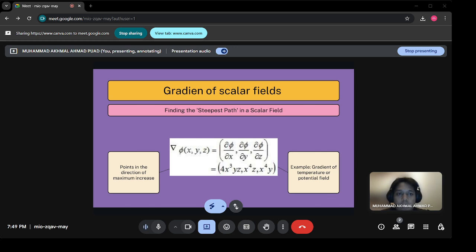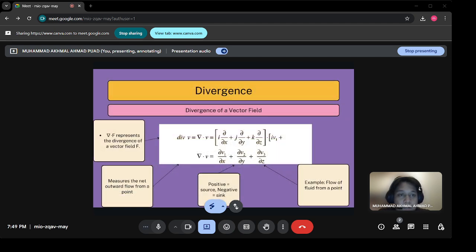So for the gradient of a scalar field, you can get the gradient formula in the appendix. It points in the direction of maximum increase. For example, it can be used for the gradient of temperature or a potential field.